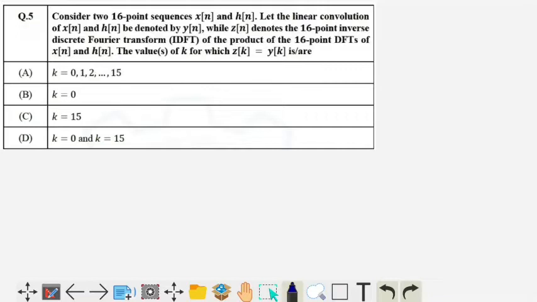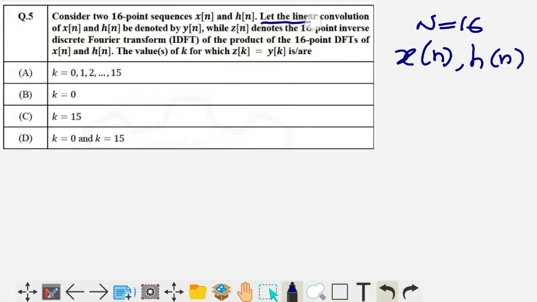Today we discuss GATE 2021 Electronics and Communication Engineering. One more question. This is the fifth question. So let's solve this question. Here the question is giving: consider two 16-point sequences, x of n and h of n.